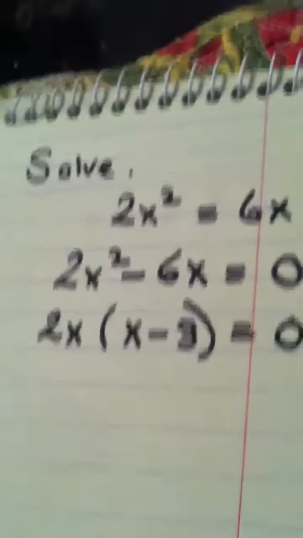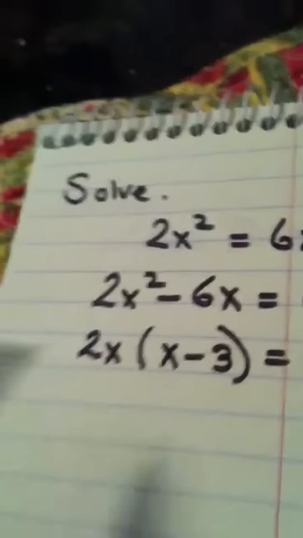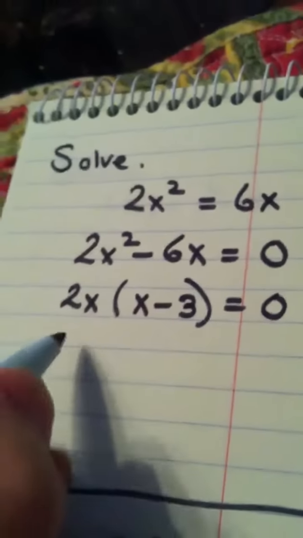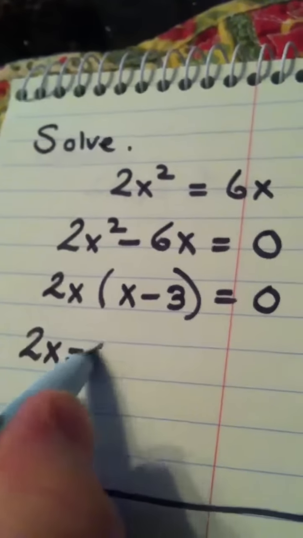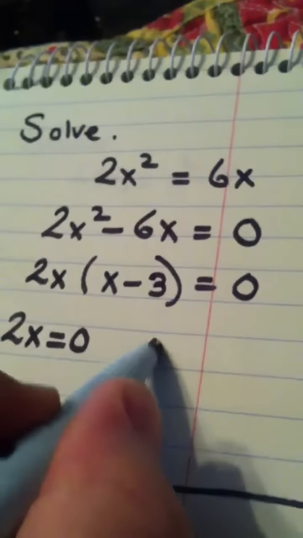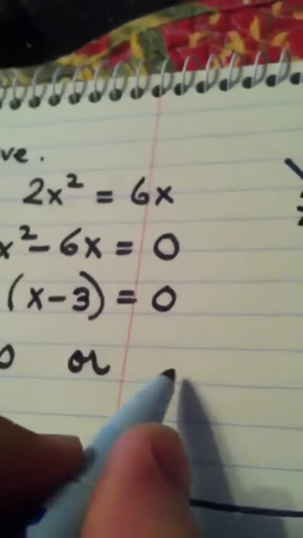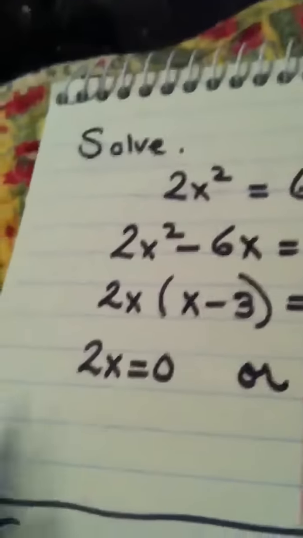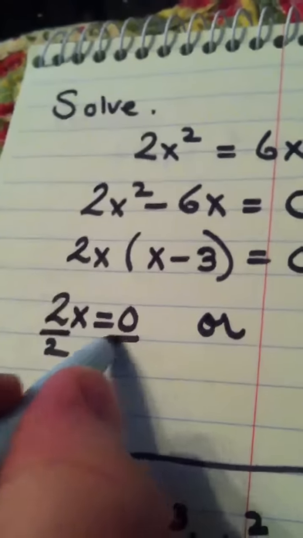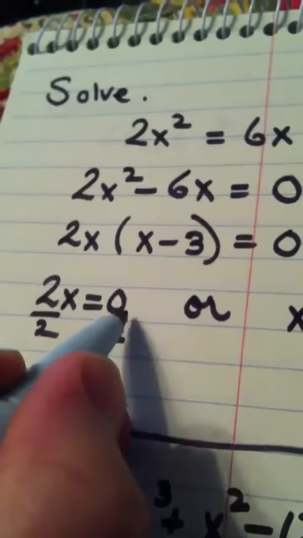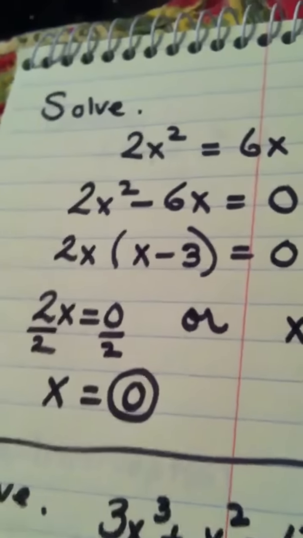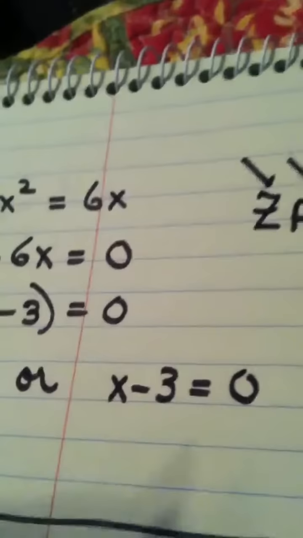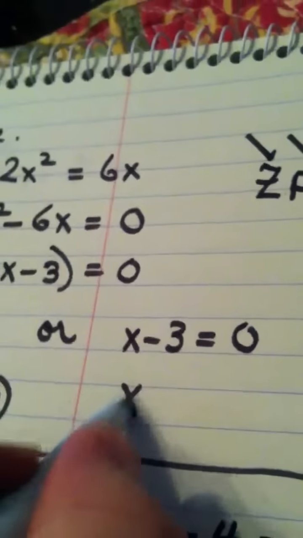And now I actually apply the zero factor property, which basically says if two quantities are multiplied together to give me 0, then either the first quantity is 0, first factor is 0, or, and that word or is important, the second factor is 0. In the first case, we divide by 2. 0 divided by 2 is 0. So one answer or solution of this equation is x equals 0. Here, when I add 3 to both sides, x is 3.